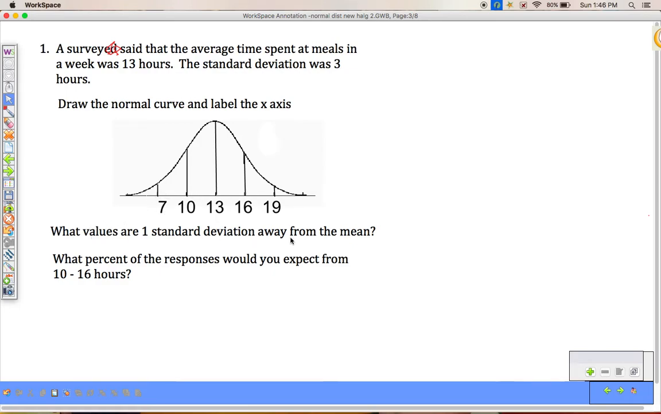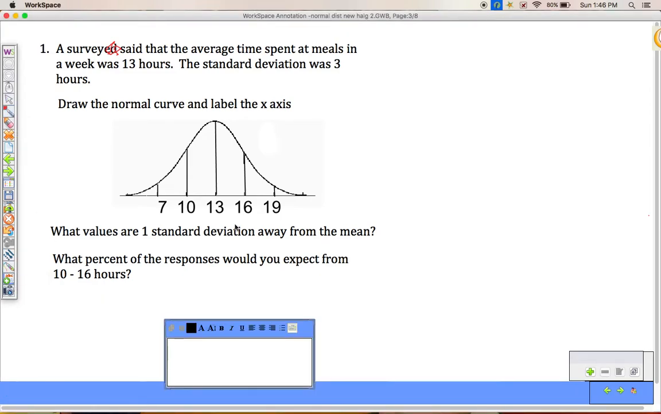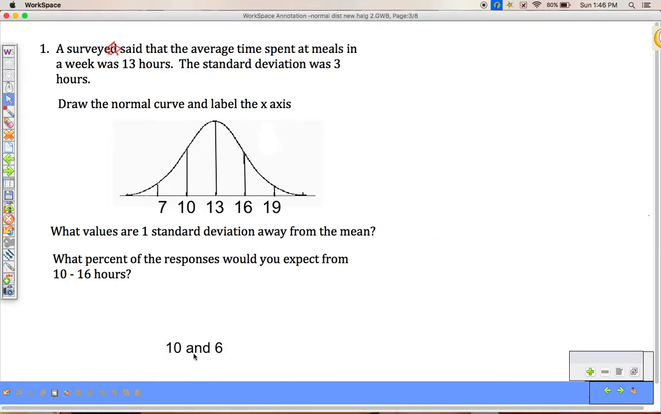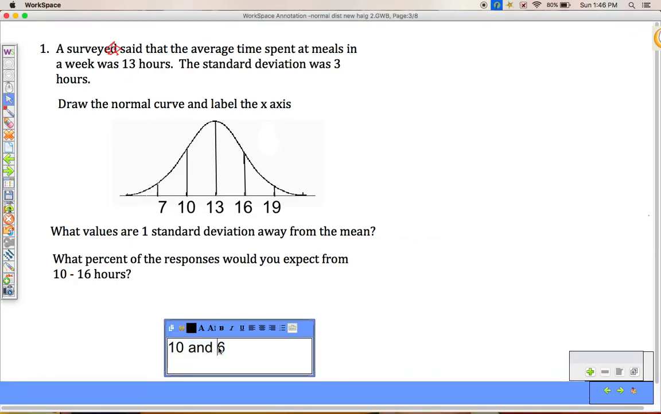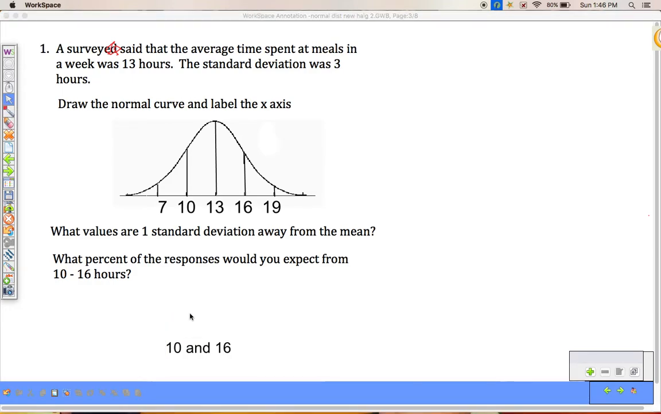So what are the values 1 standard deviation away from the mean? If we're talking about 1 standard deviation away from the mean, that would be subtracting 1 and adding 1, and we'd say 10 and 16. So the numbers 10 and 16 are 1 standard deviation away from the mean.